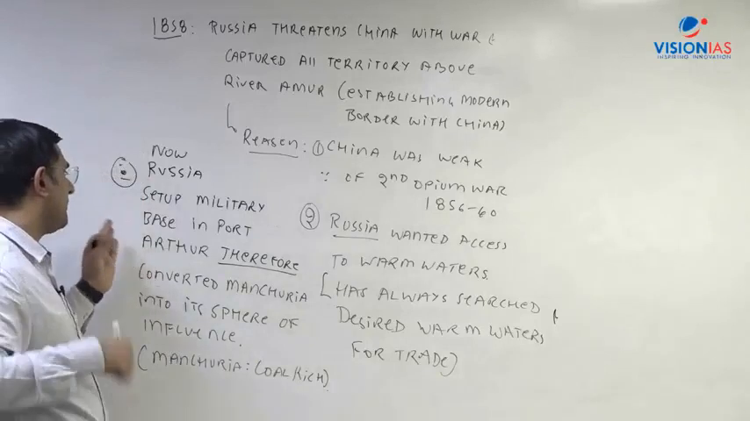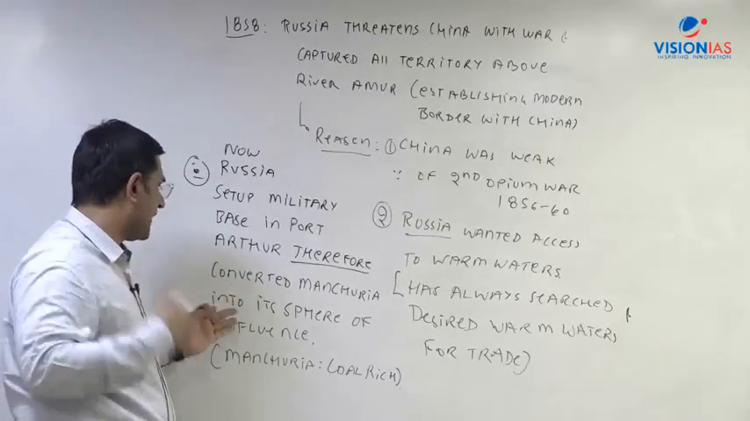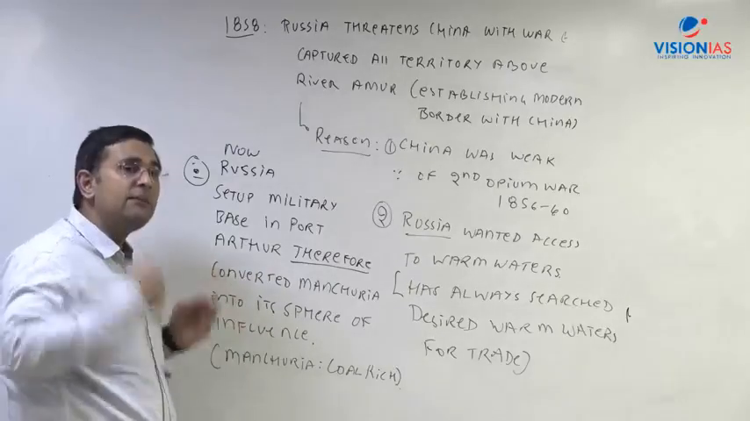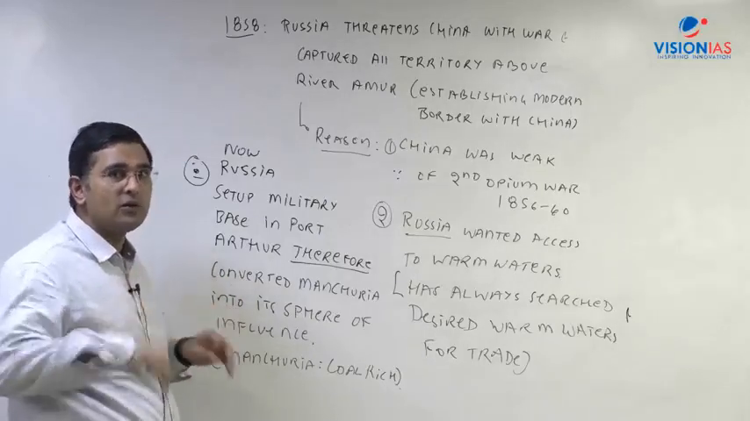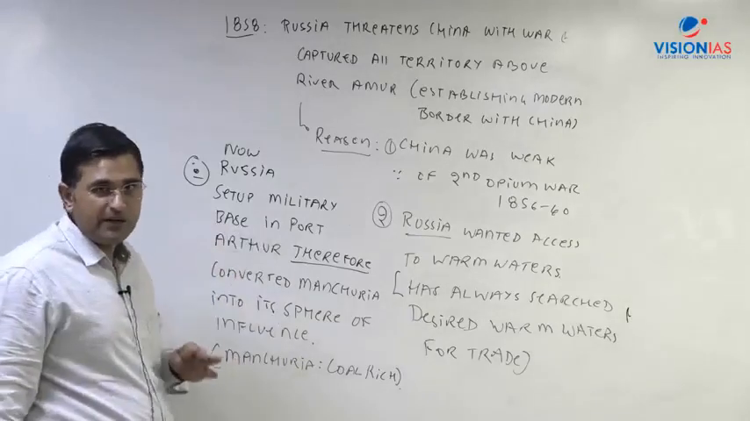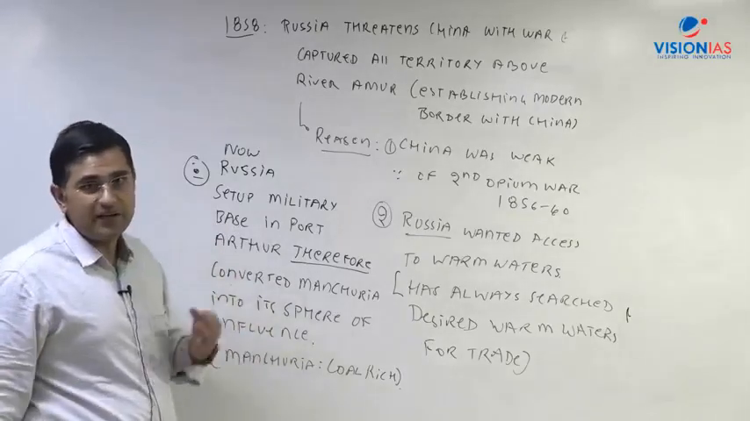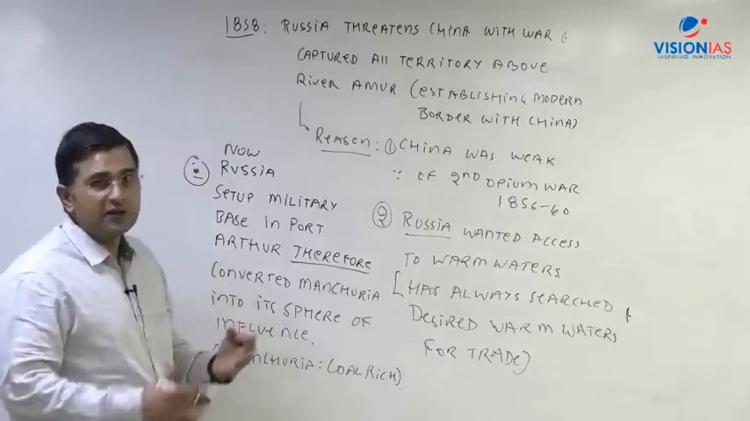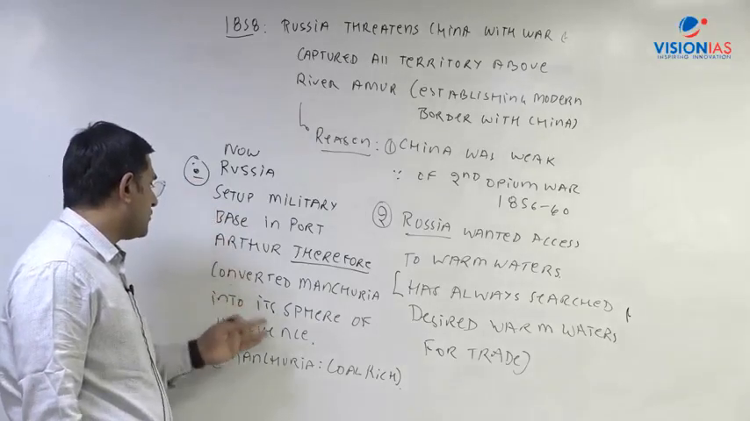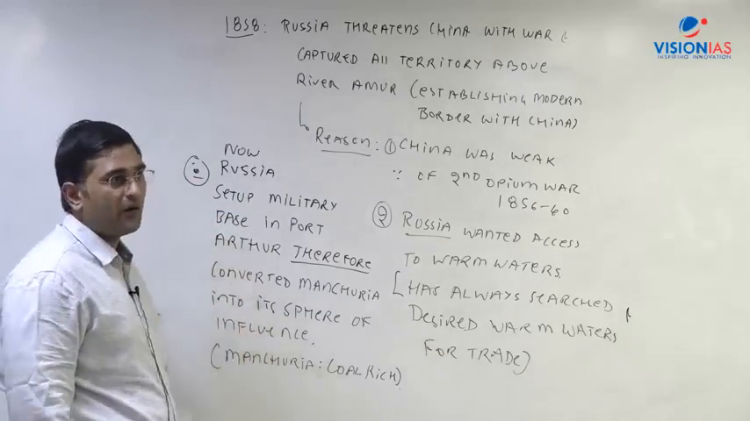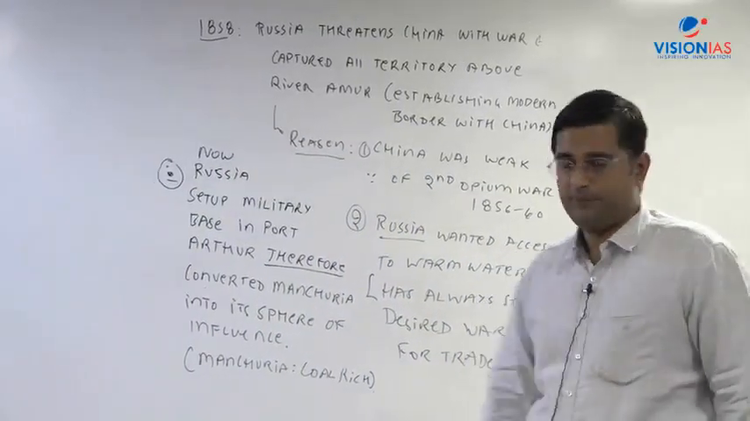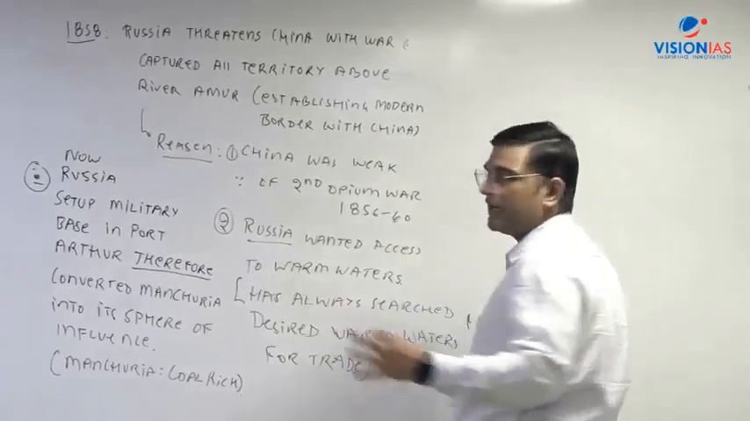Now Russia set up a military base in Port Arthur, therefore converted Manchuria into its sphere of influence. Did not annex it. Manchuria did not become part of Russia, but there is influence there. Is Nepal part of India? No. But does India have influence in Nepal? Yes. Right? So that kind of a thing. Although China is also competing with India, so the answer is not that clear whether Nepal is our sphere of influence. We want it to be. That's a separate matter. So now Russia set a military base in Port Arthur, therefore converted Manchuria into its sphere of influence. So this is how Chinese resources and all of these things are being exploited. Okay. So this is how these things are progressing.